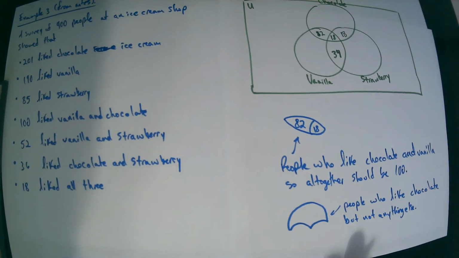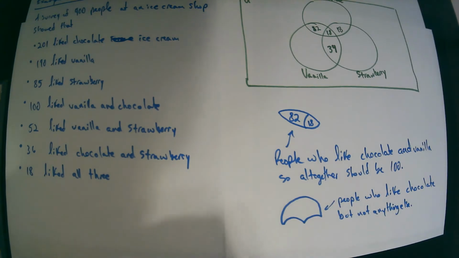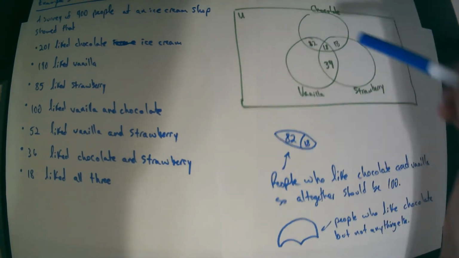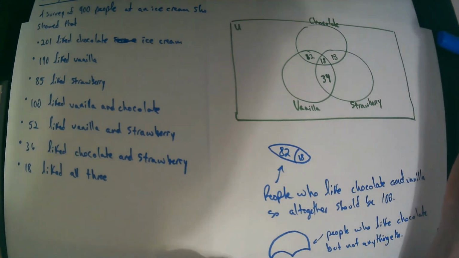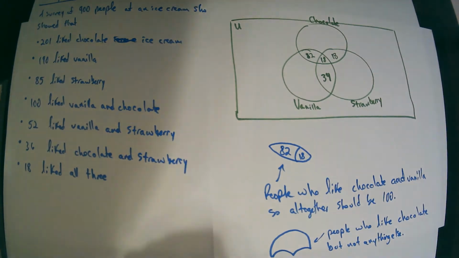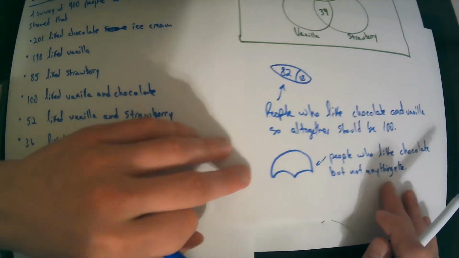This is the people who like chocolate but not anything else. Another way to look at it is that if you take the whole circle of the people who like chocolate all together, it should add to give 201. So we could look at it that way too.